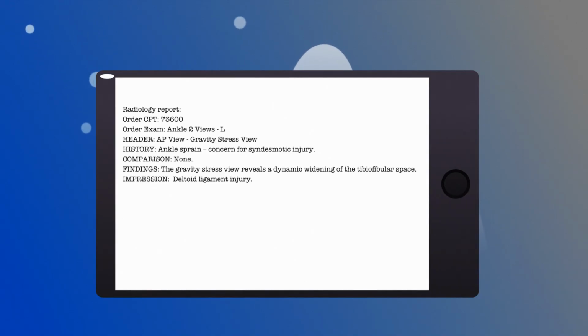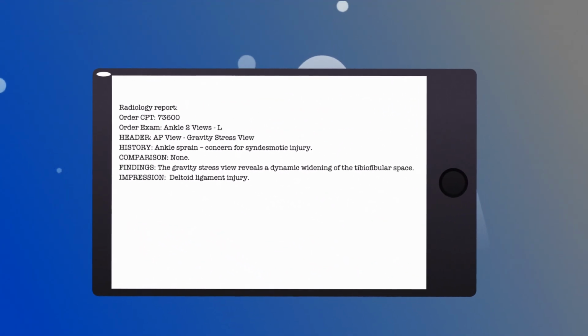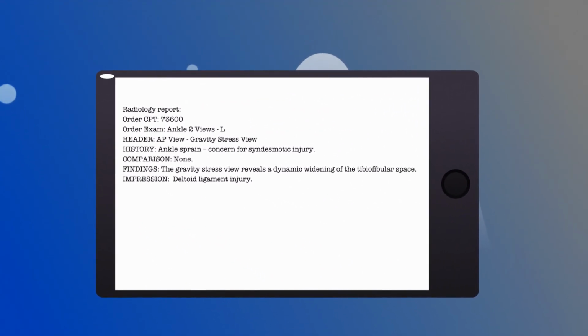This qualifies for CPT code 73600 with modifier 52, reduced service. This approach is often used in orthopedics when clinical suspicion is high, but no manual stress is applied. Modifier 52 indicates a single view was performed instead of the standard 2.